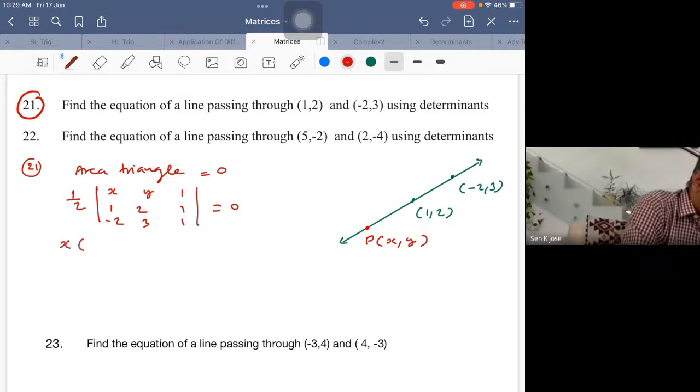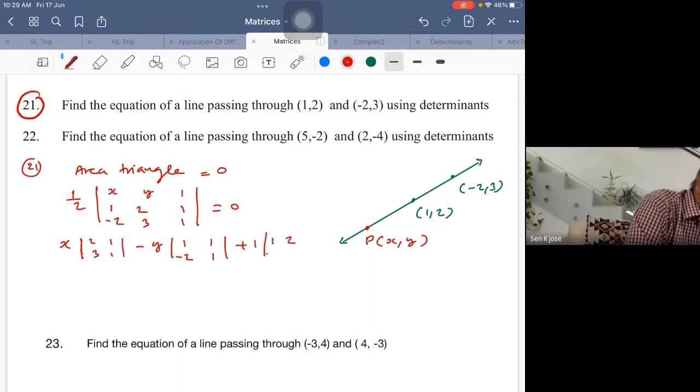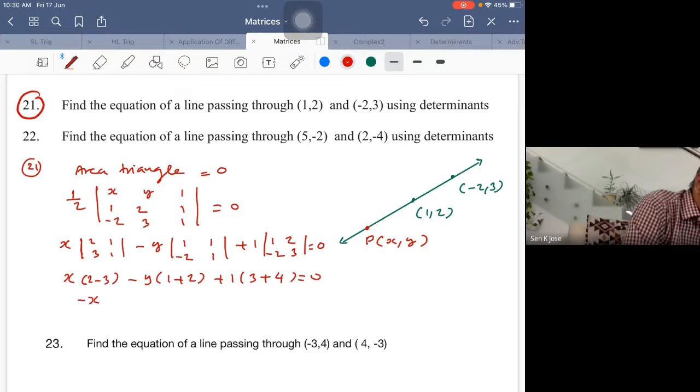So x into determinant 2, 1, 3, 1 minus y into 1, 1, 2, 1 plus 1 into 1, 2, 2, 3 is equal to 0. So x into 2 minus 3 minus y into 1 plus 2 plus 1 into 3 plus 4 is equal to 0. Minus x minus 3y plus 7 is equal to 0.